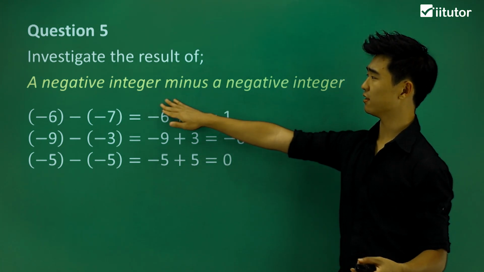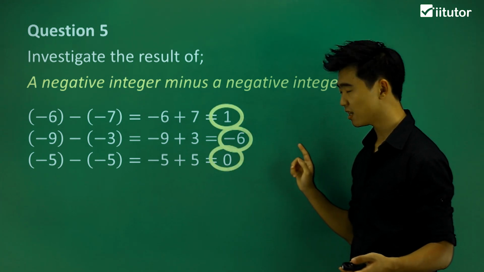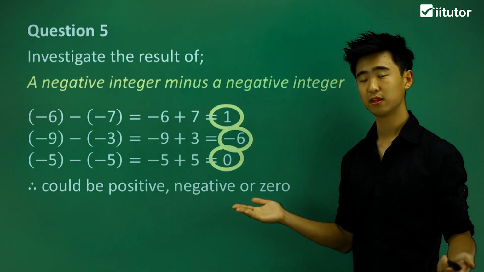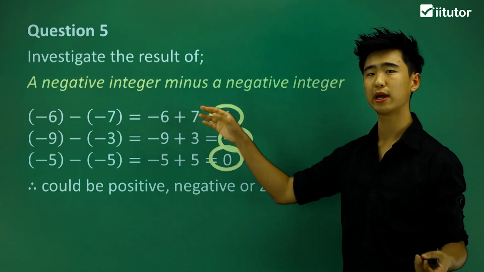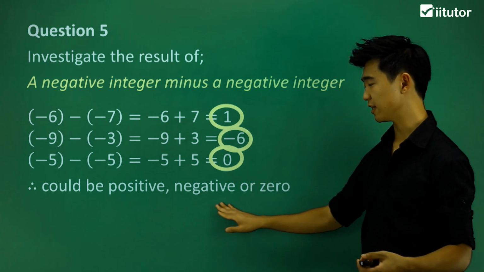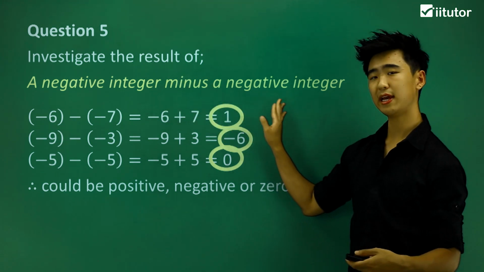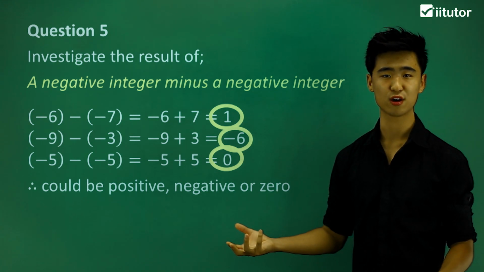So a negative integer minus a negative integer can give me a positive number, a negative number, or 0. That's how we describe this situation. This is very similar to what we had before with a positive integer minus a positive integer. We also got positive, negative, 0 as the outcome. So same thing here. A negative minus a negative will give me a positive, negative, or 0 as the outcome.